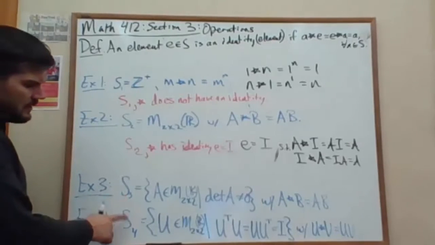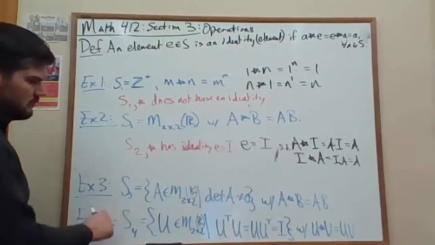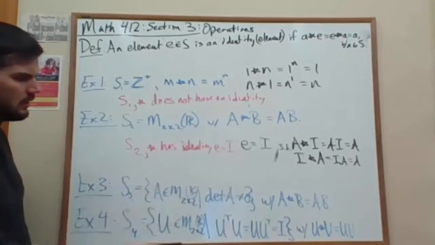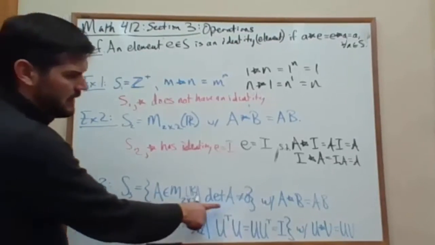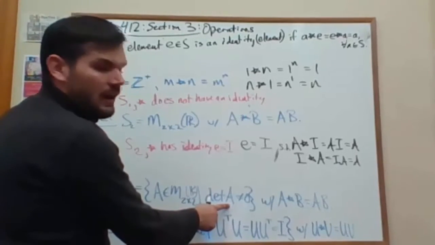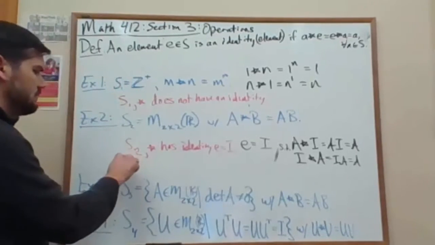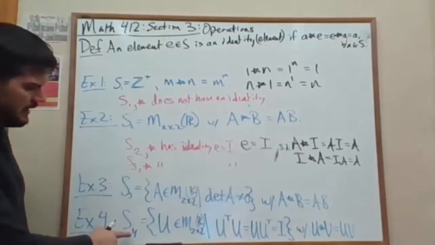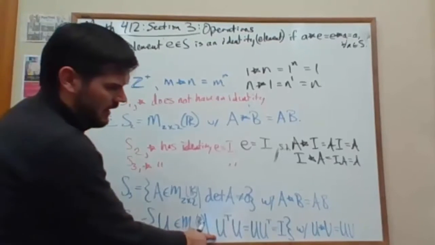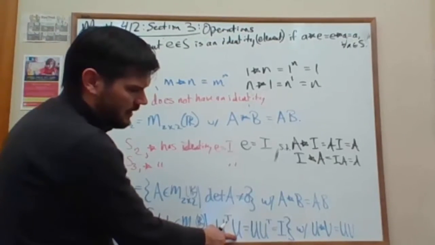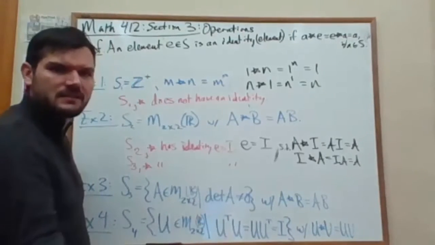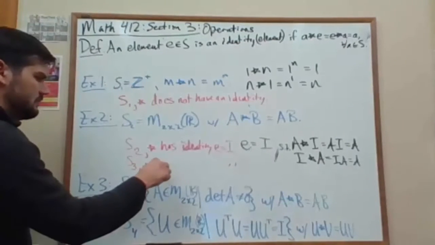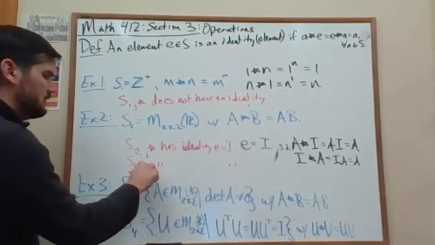Now, is that different for S3 and S4? Does S3, which is restricted, also include I as a matrix? Well, the determinant of I is not 0, so yes. How about S4? Does I transpose times itself equal I? Yes, I transposes to itself. And there we go, S4 comma star.